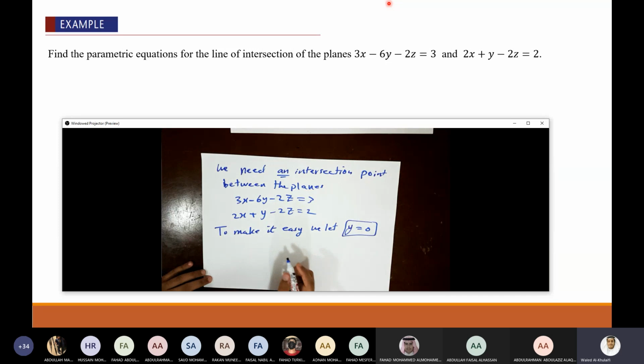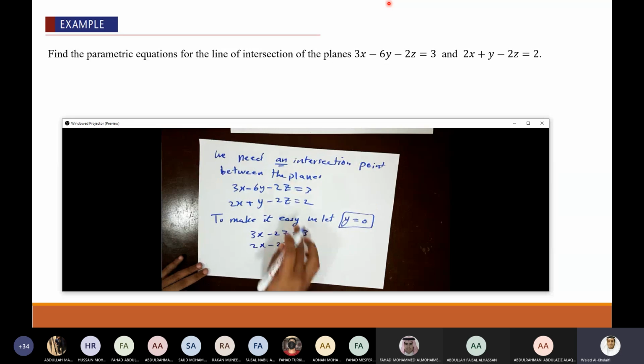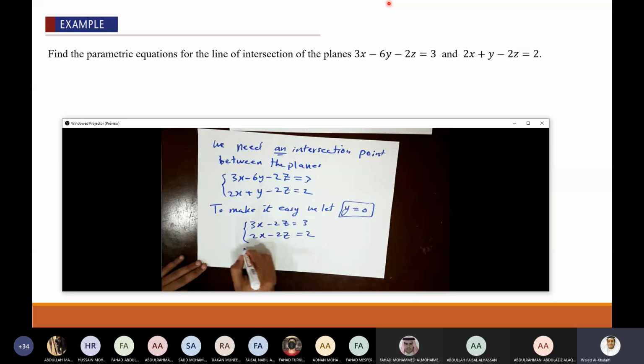If I put y equal to 0, I will have 3x minus 2z equals 3 and 2x minus 2z equals 2. This is a system of equations. How to solve it? If you subtract them, the z terms cancel and you get x equals 1. Then how do I get z? I substitute into one of them. If I put 1 here, the 2 will go, so you will have z equals 0.